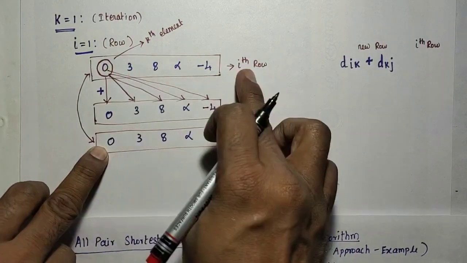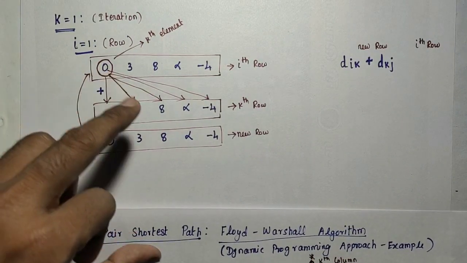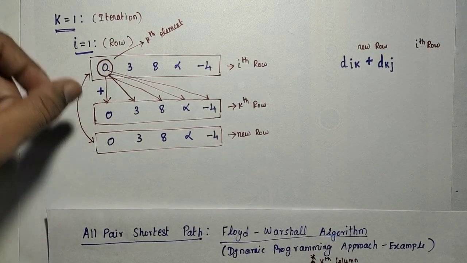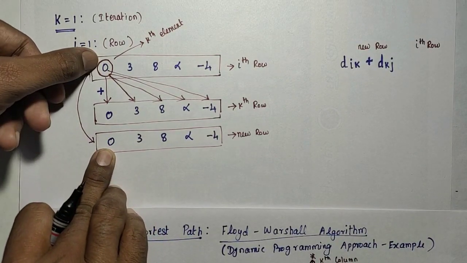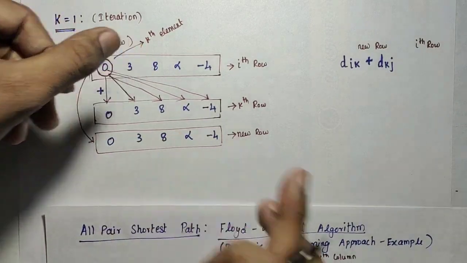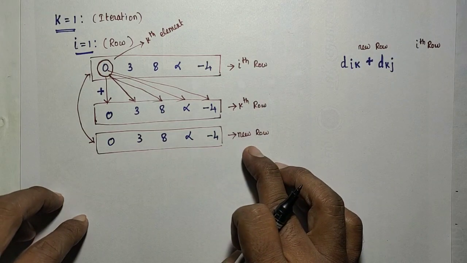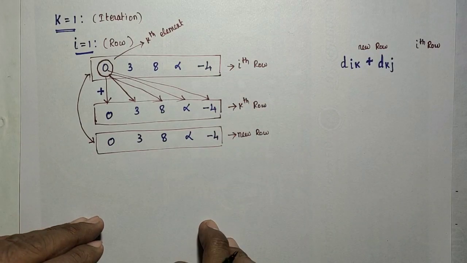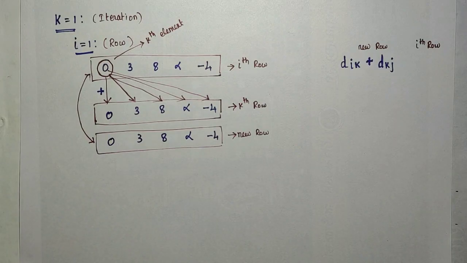Otherwise we can keep the ith row elements as they are. So the ith row element should get modified only in the situation when the new row element is less than the ith row element. So you only have to check the corresponding jth elements: 0 and 0, 3 and 3, 8 and 8, like that. Since the ith row and the new row are both the same, the new element is not less than the existing ith row element. So the new ith row will also be the same.